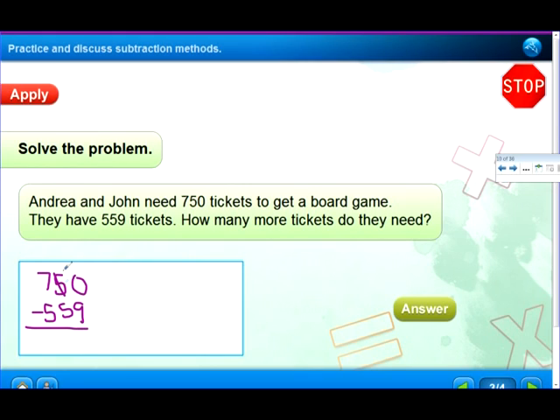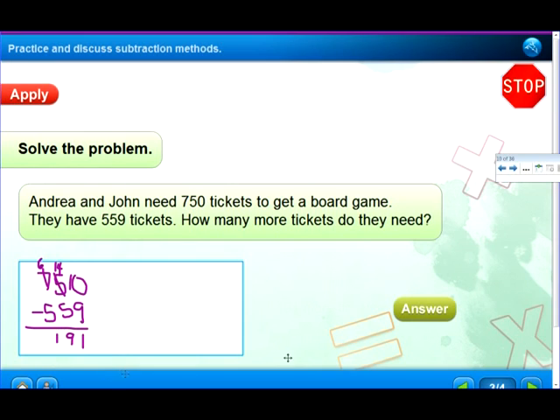If I regroup from here, that makes that a 4, and that becomes a 10. Well, I can take 9 away from 10 now. That's 1. But look, now I can't take 5 away from 4, so I'm going to have to regroup again. Take 100 away, and I'm going to regroup and make that 140. 14 minus 5 is 9, and 6 minus 5 is 1.